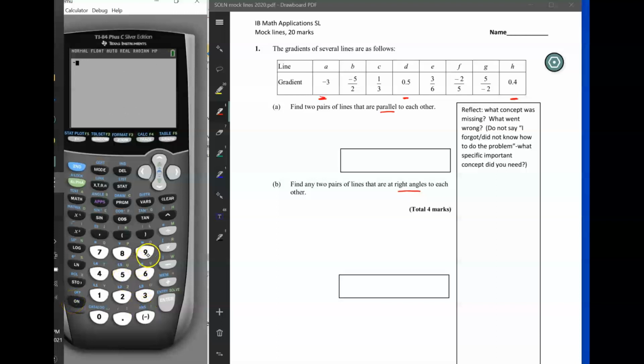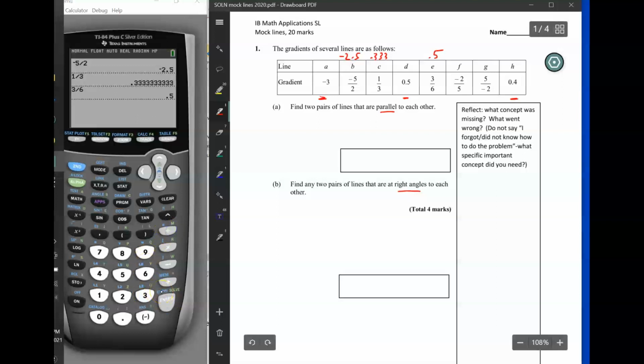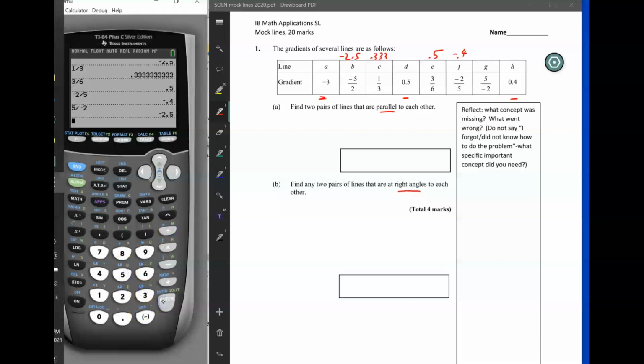-5 divided by 2. It's -2.5. So I'm going to rewrite this as -2.5 right above it. What about 1/3? 1/3 in decimal form is 0.333. We're going to leave at least 3 significant figures. 3 divided by 6. That's 0.5. -2 divided by 5. That's -0.4. And 5 divided by -2. That is -2.5. Okay, and the others are already in decimal.